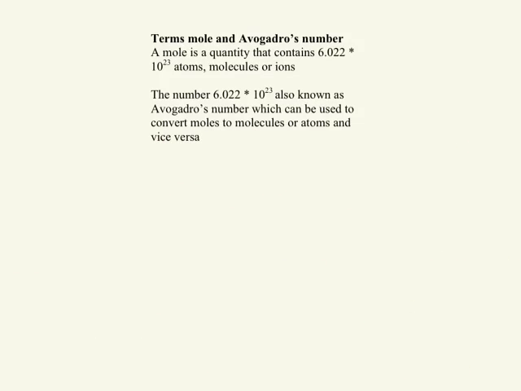Moles and Avogadro's number. A mole is a quantity that contains 6.022 times 10 to the 23 items, and usually atoms, molecules, or ions. For example, dozen. What does dozen mean? It means 12 items. Those items could be 12 apples, a dozen bananas, 12 bananas.